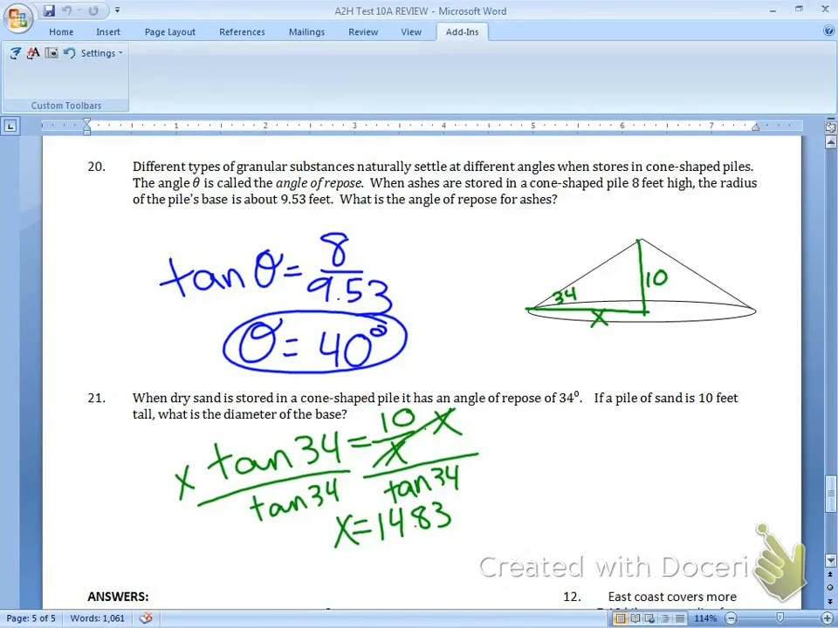But again, that's the radius. We're asking for the diameter. So you're going to multiply that by 2. And the diameter is 29.66 feet. And there you go.